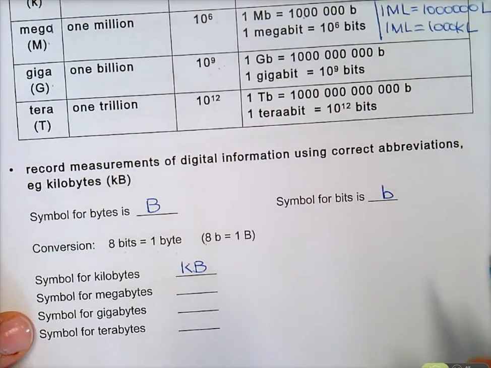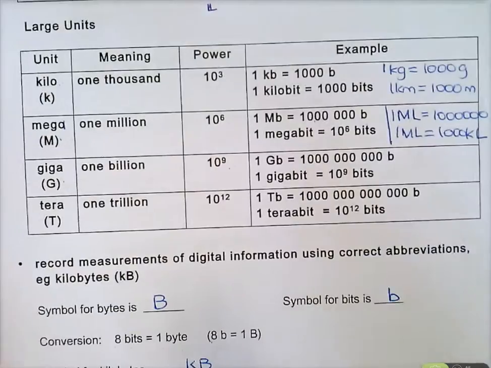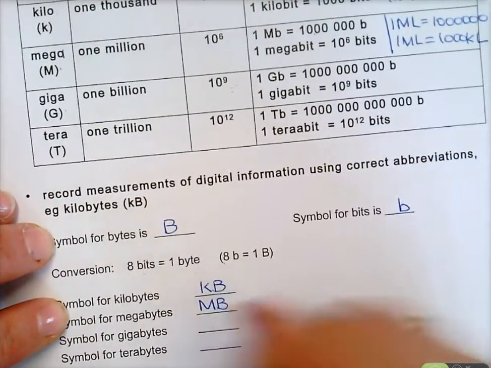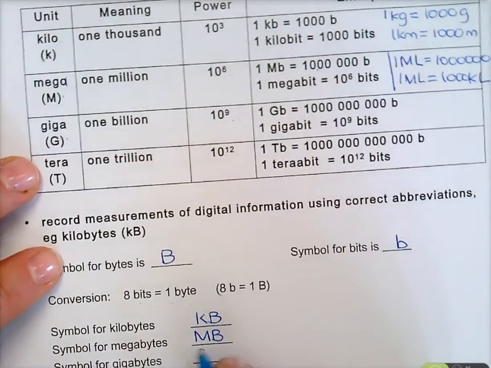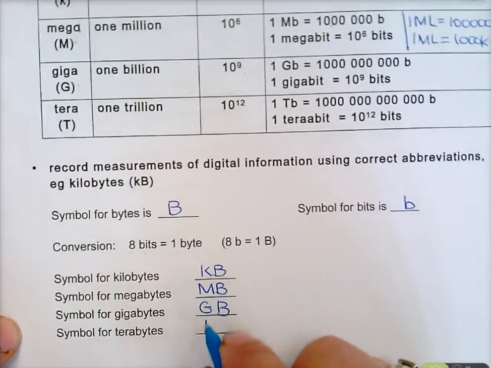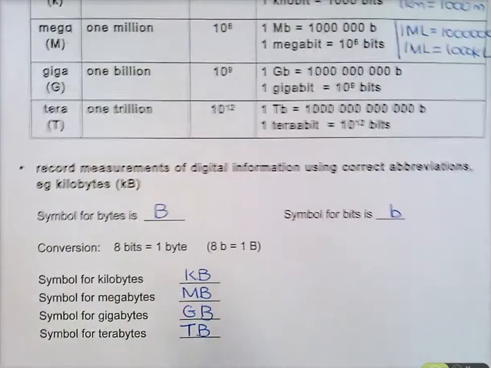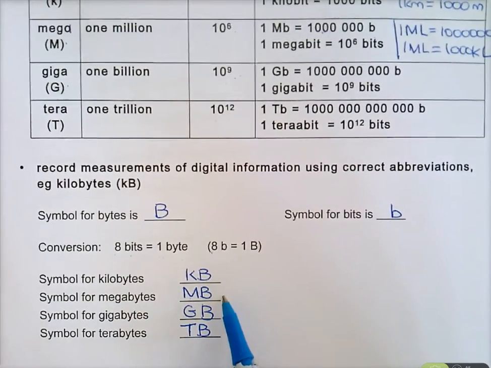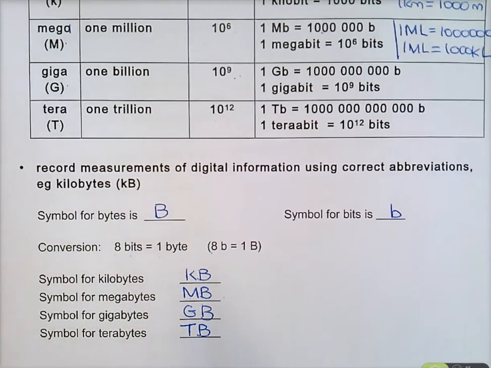What about megabytes? What's the symbol for mega, girls? Is it small m or big M? Big M, big B. Gigabytes, capital G, capital B, and terabytes, capital T, capital B. So these are the symbols. Kilobytes, megabytes, capital M. Not microbytes, not the little or the millibytes. Milli is little m. Okay?